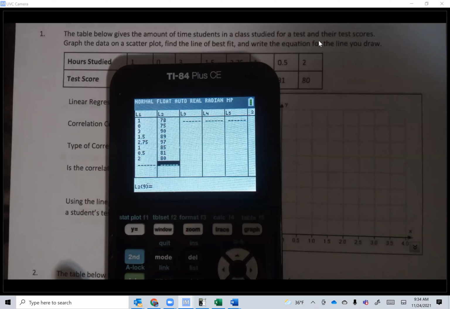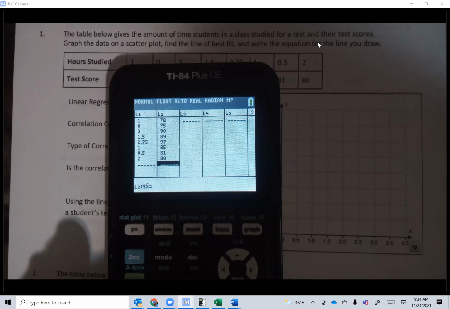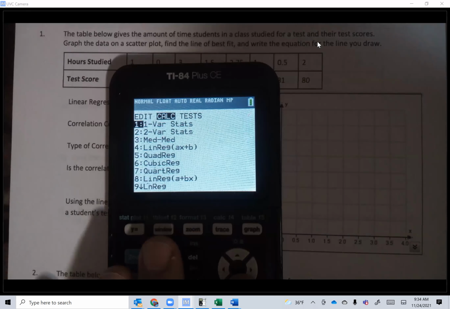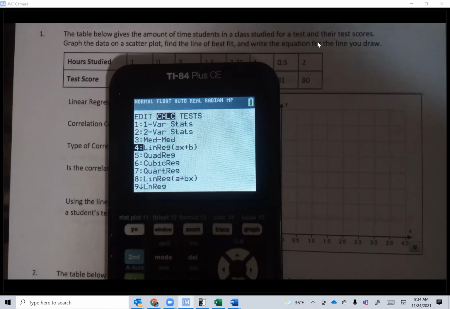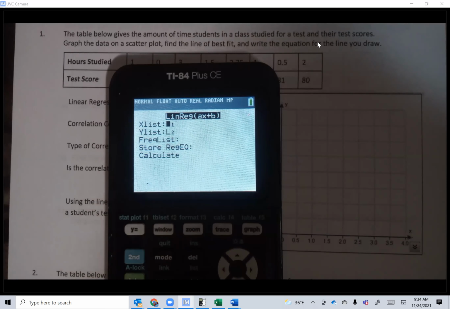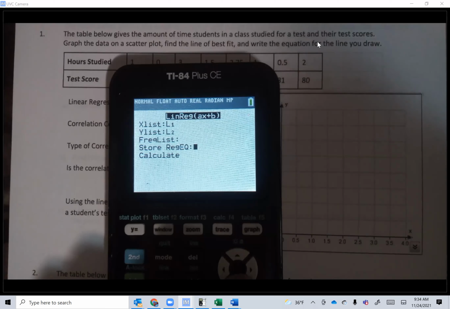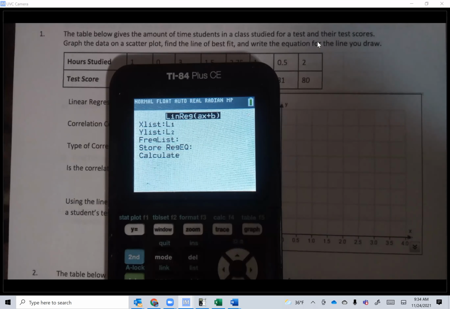Go to Stat and Calc. Thank you. Number 4. You got it. See, it's not difficult. So make sure you have L1 listed there, L2 is listed, and don't do anything else, guys. Just go to calculate. By default, the calculator will use L1 and L2. So if you use L1 and L2, you're in good shape here.